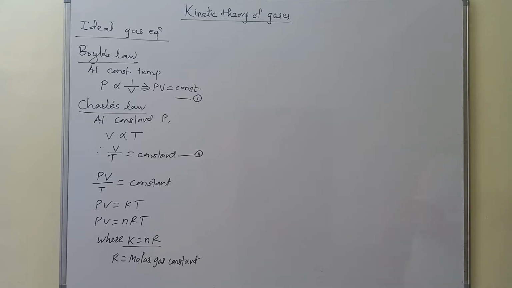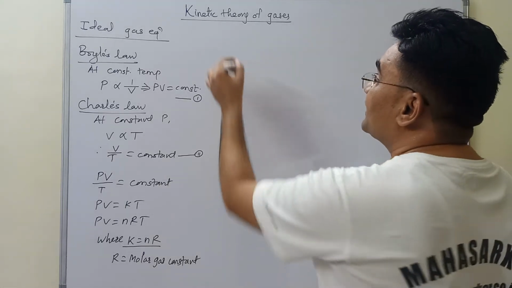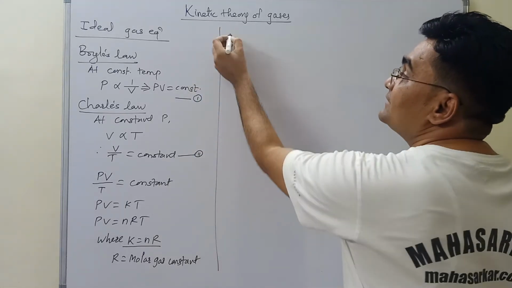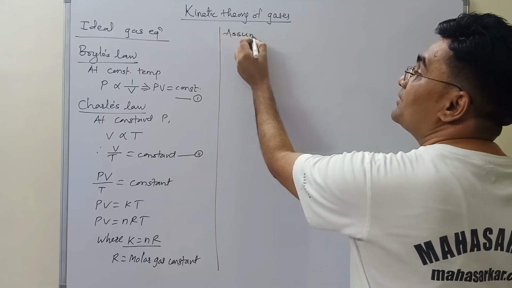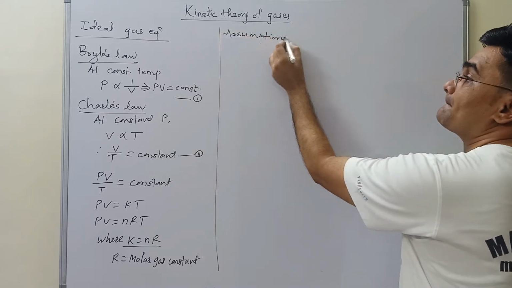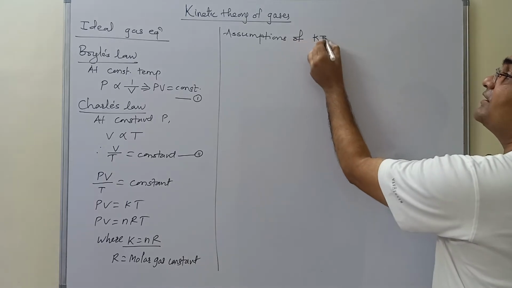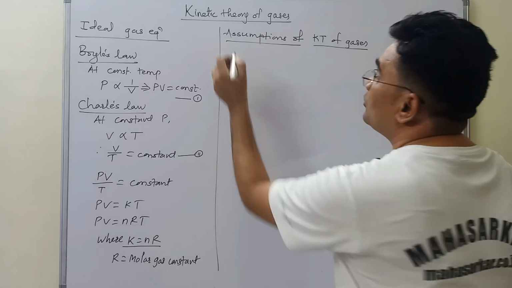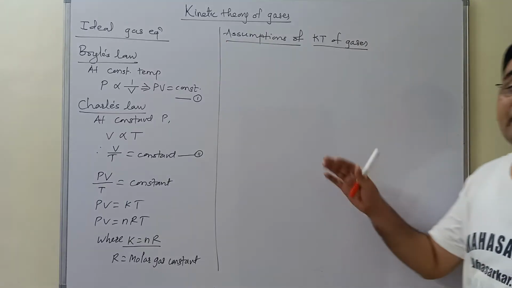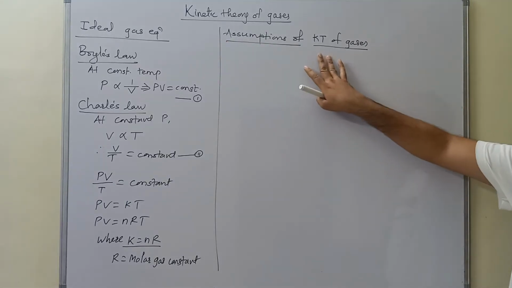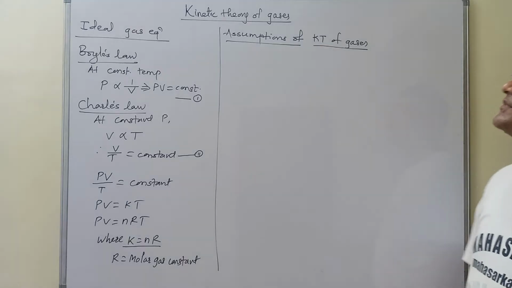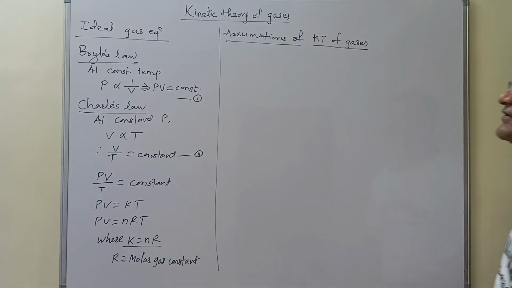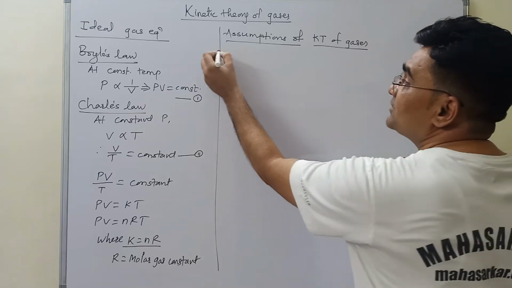Now, using this analogy, we are going to prove some important characteristics of the gas, and we are going to call them the assumptions of kinetic theory of gases. When we describe the gas, what should be the contents of the gases that are described with the help of this theory? We call it the assumptions of kinetic theory of gases. So what was the assumption?